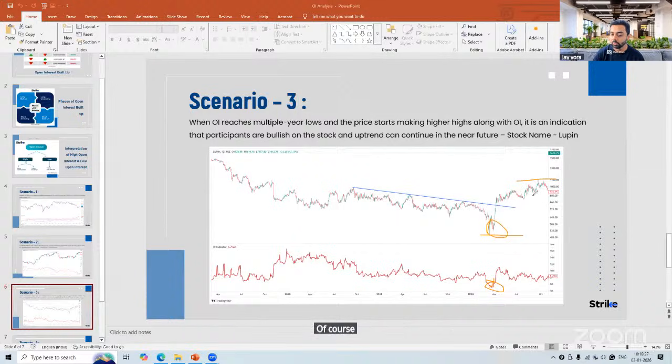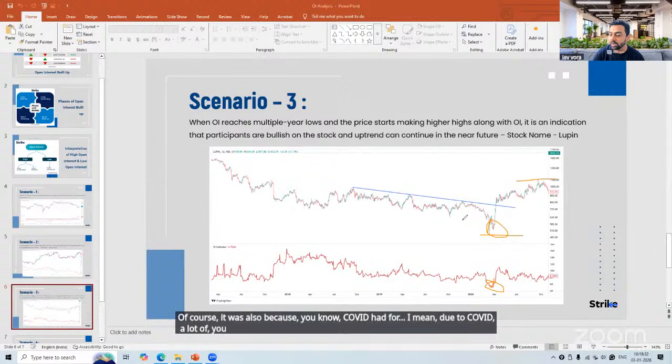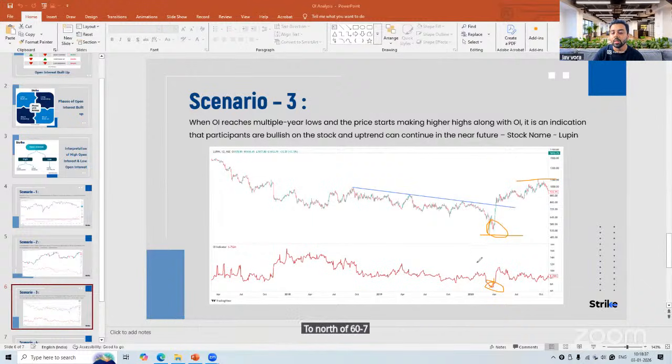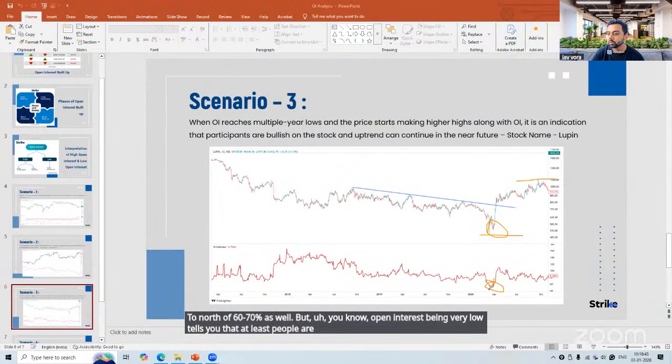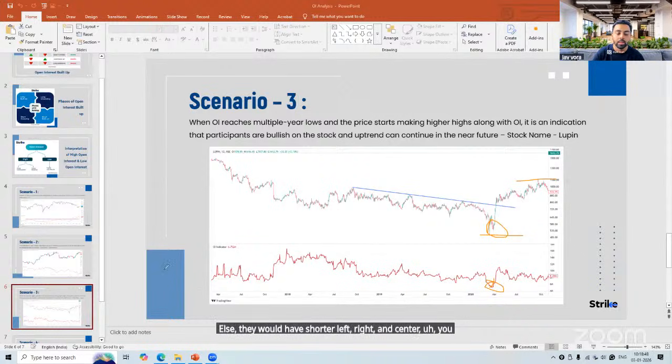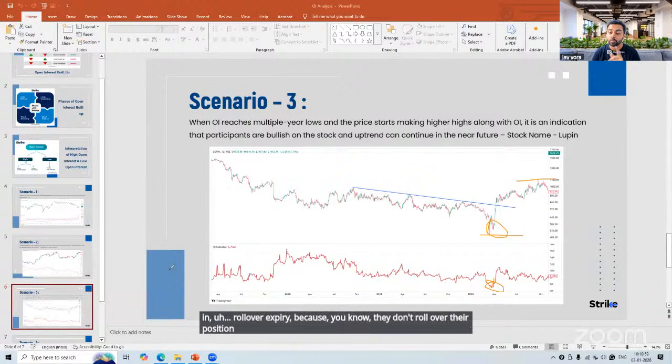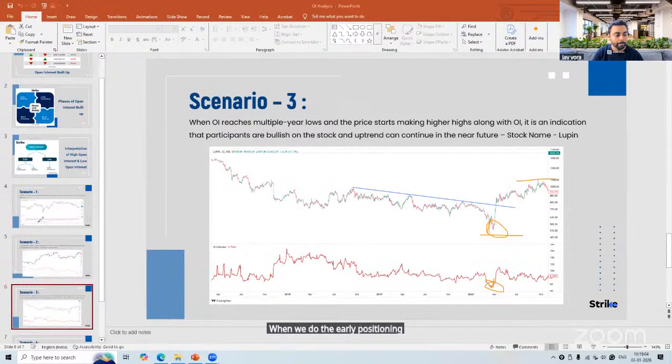Of course, it was also because, due to COVID, share prices of many stocks had fallen to north of 60-70%. But open interest being very low tells you that at least people are not bearish on this stock anymore. Else they would have shorted the stock left, right, and center. And a lot of these cues we end up getting in the rollover expiry, because they don't roll over their positions, and those are the stuff that get caught when we do the early positioning analysis.